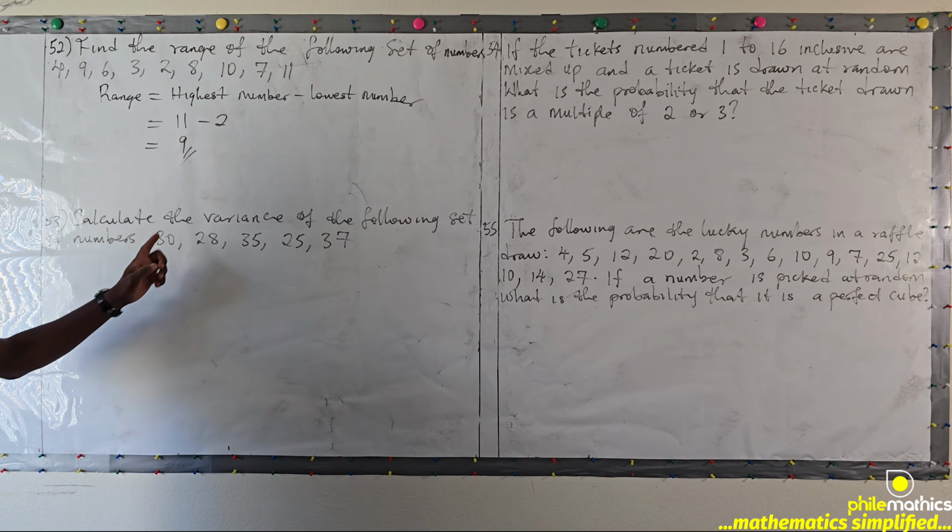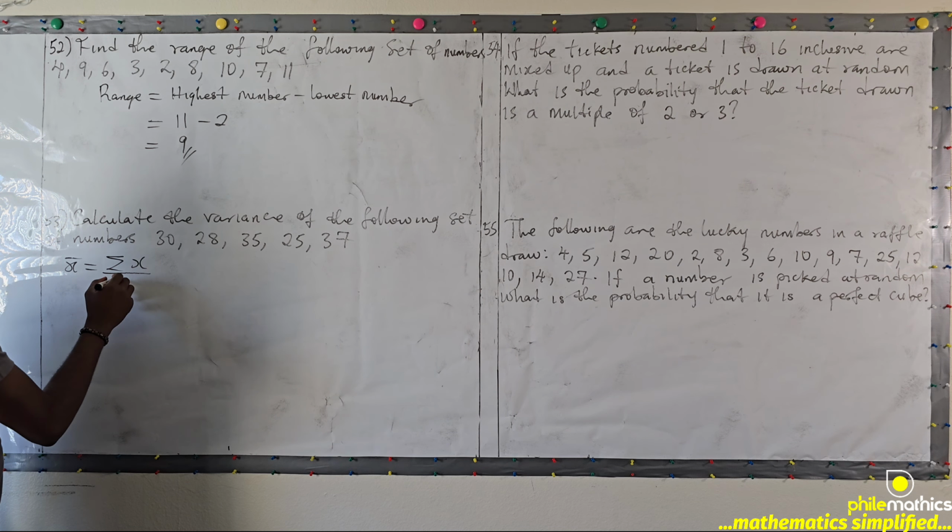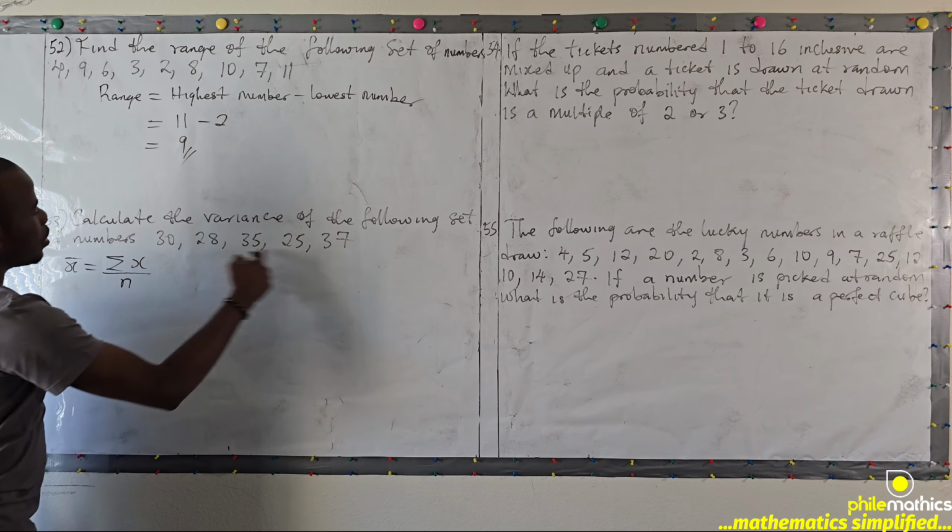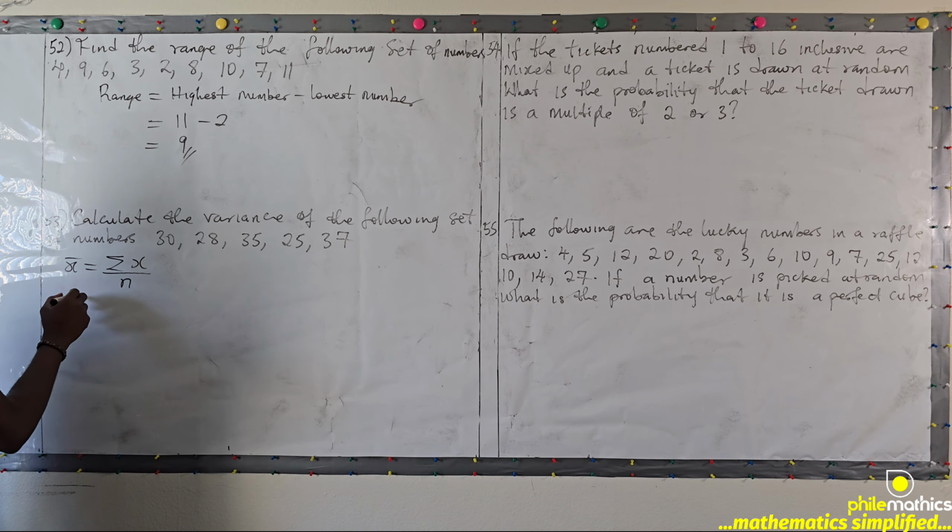53 says, calculate the variance of the following set of numbers. For us to calculate variance, we need to get the mean first. The mean is simply the summation of the data over the number of data: 1, 2, 3, 4, 5. So this gives us 30 plus 28 plus 35 plus 25 plus 37 over 5. If we sum this up, we'll get 155 over 5. And if we divide, we'll get 31.